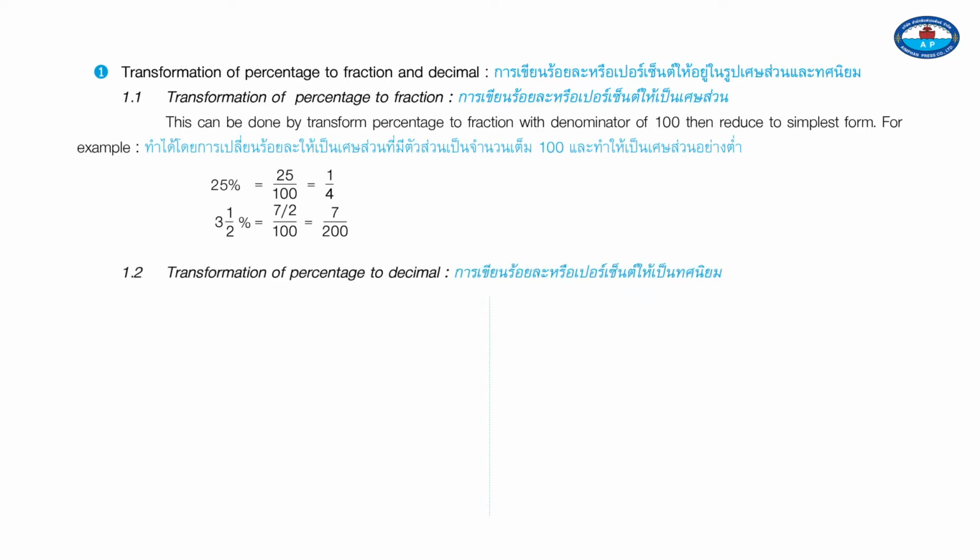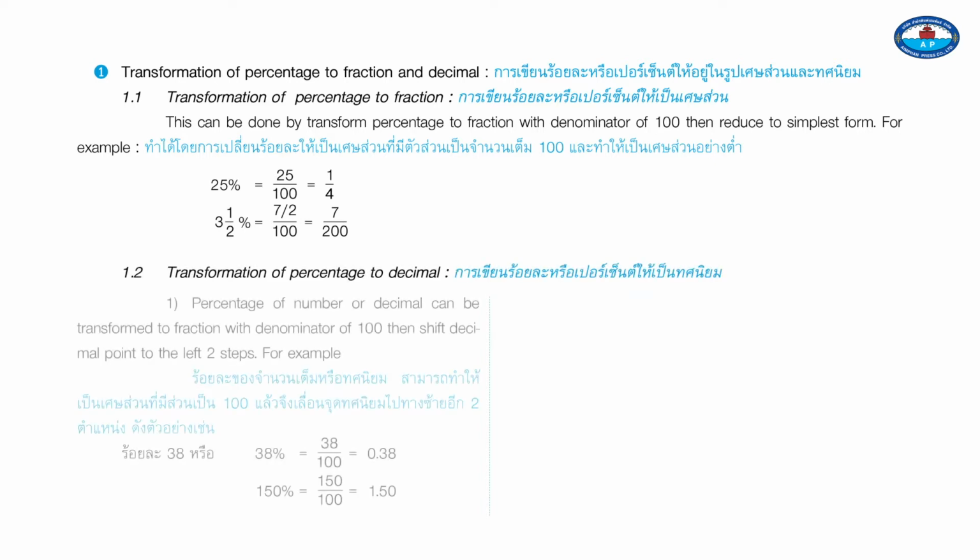1.2. Transformation of percentage to decimal. 1. Percentage of a number or decimal can be transformed to a fraction with denominator of 100, then shift the decimal point to the left 2 steps. For example, 38% equals 38 over 100 equals 0.38. 150% equals 150 over 100 equals 1.50.